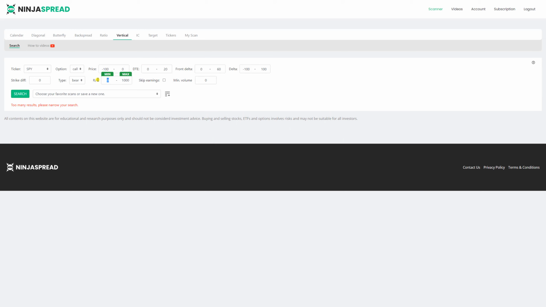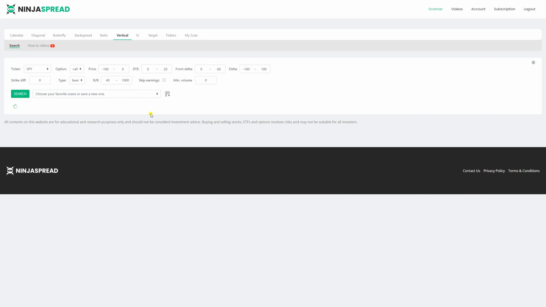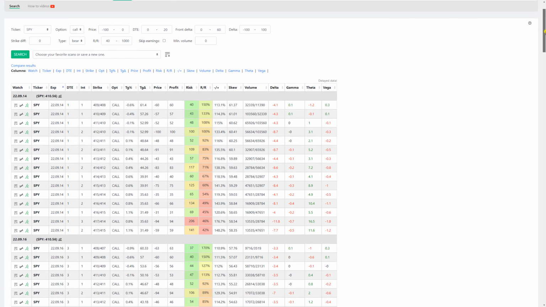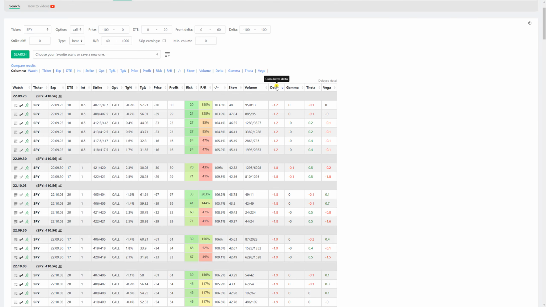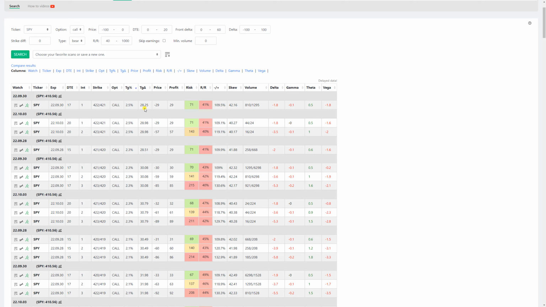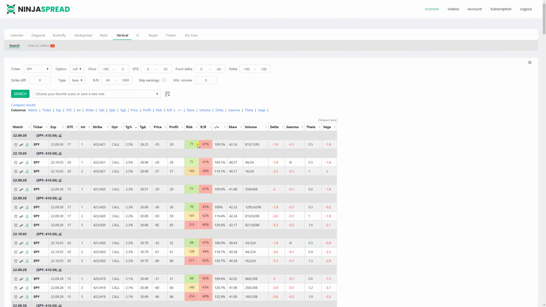So I should be able to see at least 40% reward to risk. Okay, here are the ones with negative delta. Yes, all of them have negative deltas. And these are the strikes that have to be in the spread. And the furthest from the money is 2.5% away, 422 and 421 in 17 days to expiration. And it will give you a credit of 29 and the risk of 71. So the reward to risk is the minimum 40 I set here.